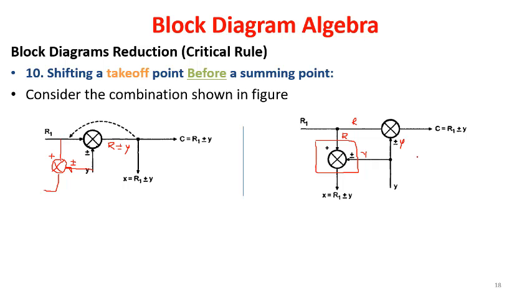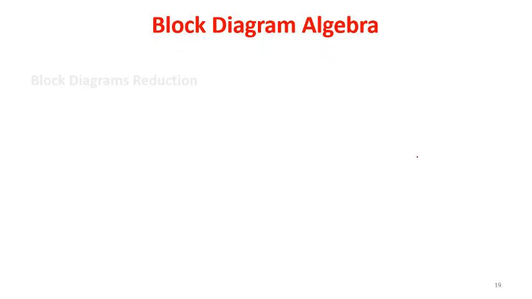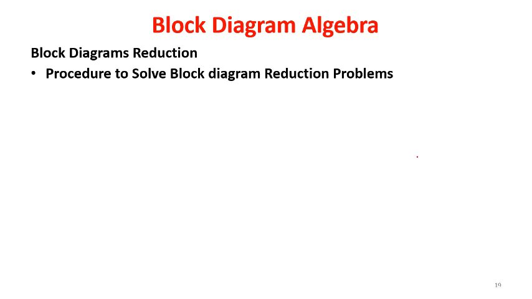Critical rule should be applied whenever it is very much essential in the problem, or you are not able to proceed with the problem without this modification. That time you have to apply. Okay. So let's summarize and understand the procedure to solve the block diagram reduction problems.